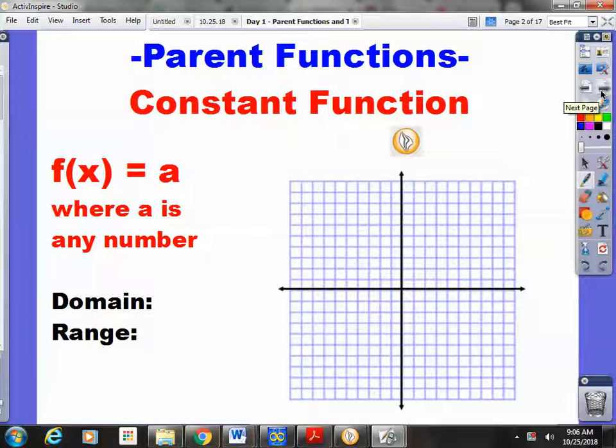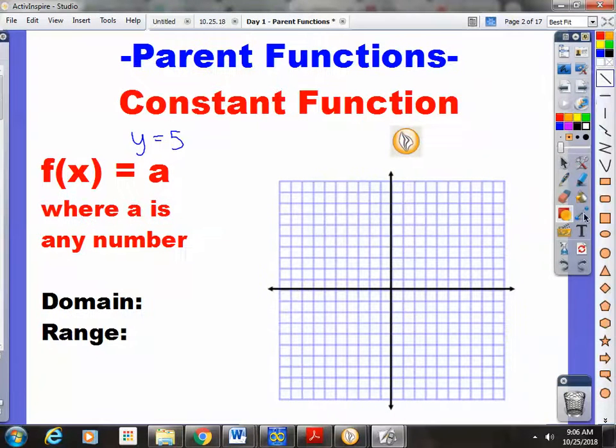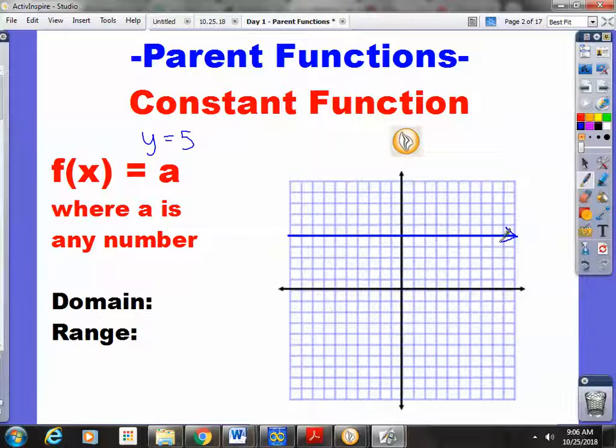Here's our first parent function. It's called the constant function. If I want you to graph something like y equals 5, that's just going to be a horizontal line at 5, isn't it? Yep. Right. That's called a constant function when it's just that horizontal line. So let's graph y equals 5, if you would, please. Use your ruler, please. I want you to go up to 5 on your y-axis. We're going to draw in a horizontal line. Please put arrows on the ends. We do want to show that it continues on.